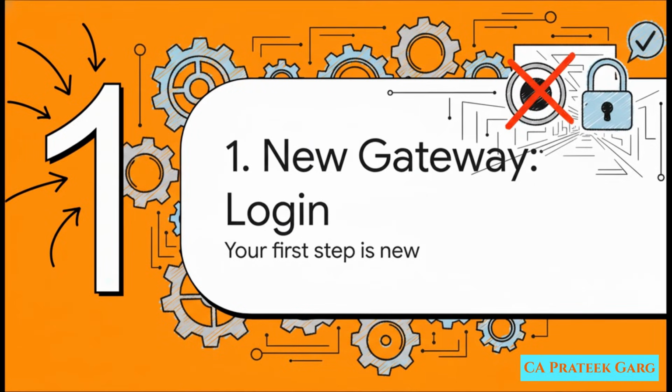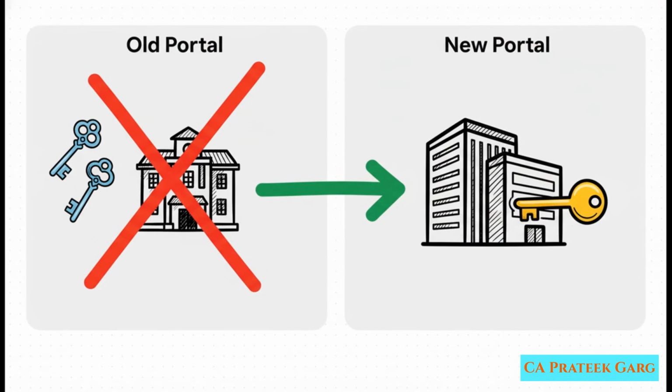Okay, first things first. Just getting into the system, your very first step, that login screen, is completely different now. So any old muscle memory you had, you're going to need to change it right from the get-go. This slide really says it all. Gone are the days of having a separate username and password just for UDINs. That's completely gone. The new DigiCA Platform uses your one and only Self-Service Portal, your SSP credentials.